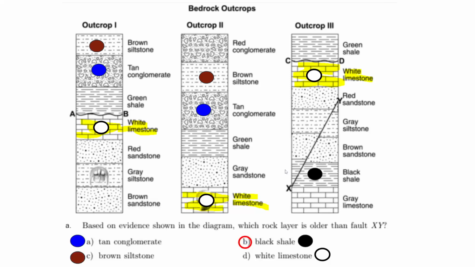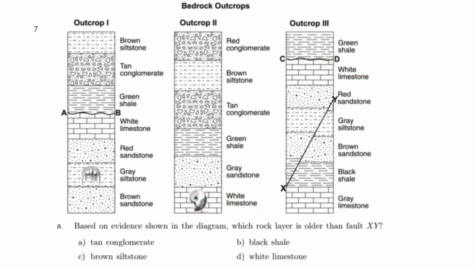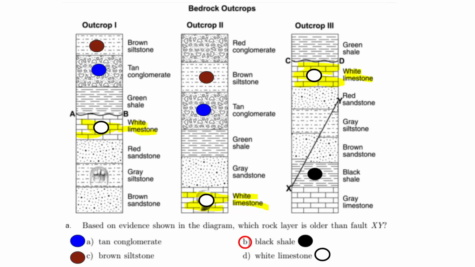Hey guys, so today we're going to talk about question number 7A, and the answer to 7A is B, black shale. And the reason it is black shale, well, the first thing you should do when you see a question like this is I recommend make a key for yourself to keep track of all the layers between the three outcrops and try to find some sort of link between them.